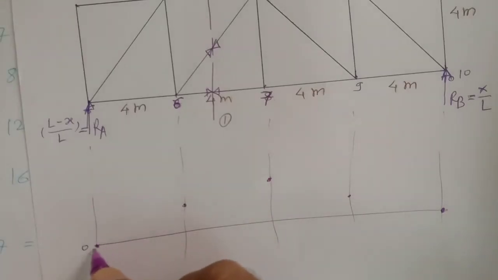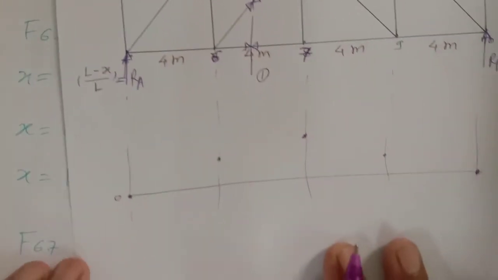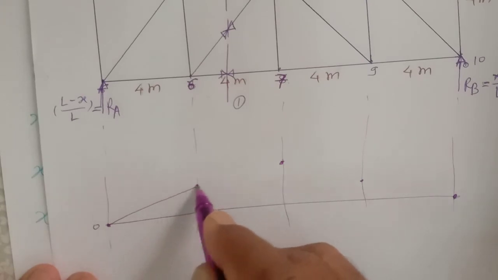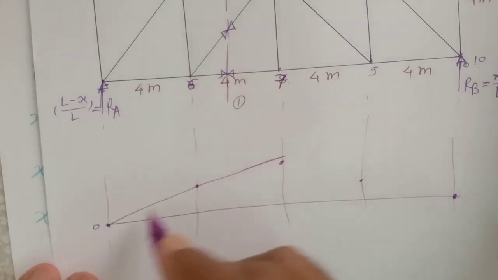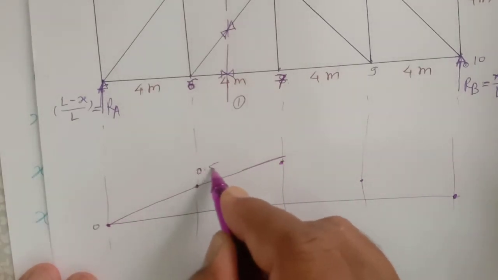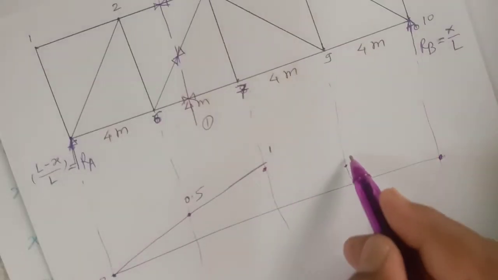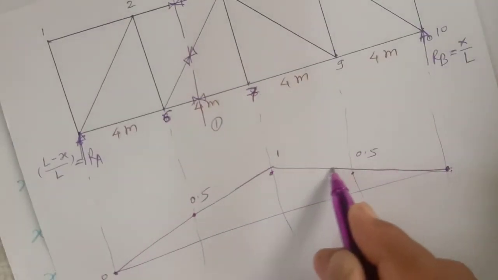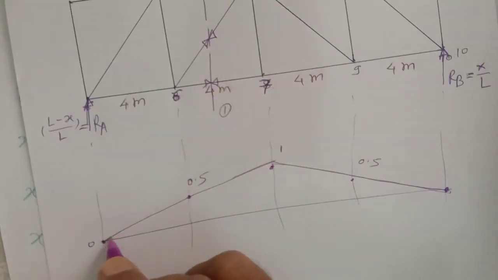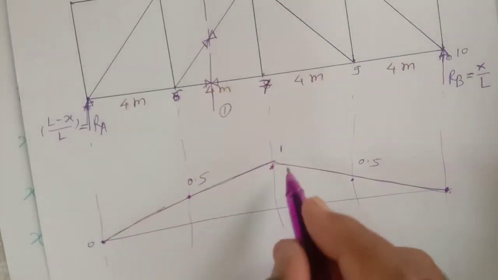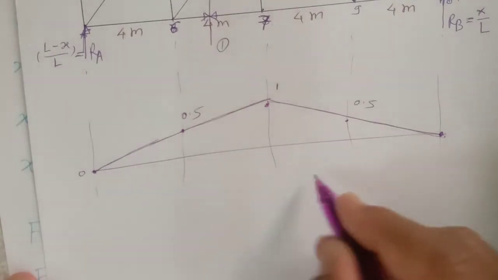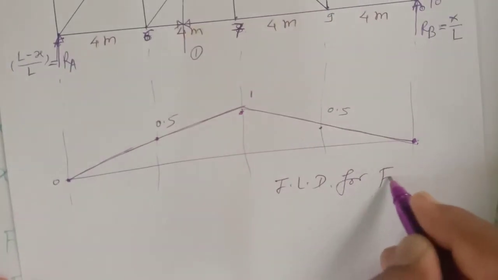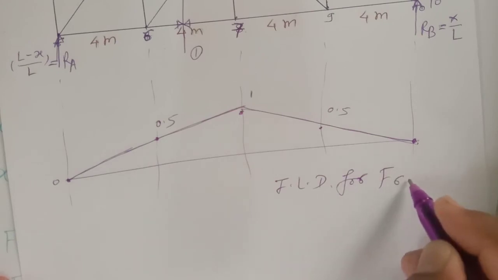That means we can draw the ILD for the 6, 7 member. This is 0.5, this is 1, then again 0.5 and 0. This is the ILD, influence line diagram, for force in member 6, 7.